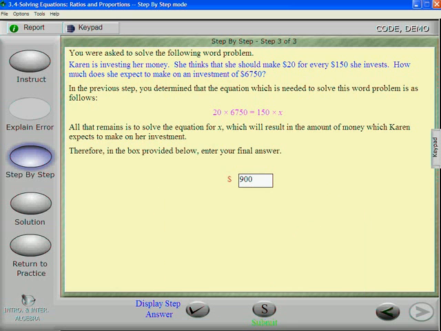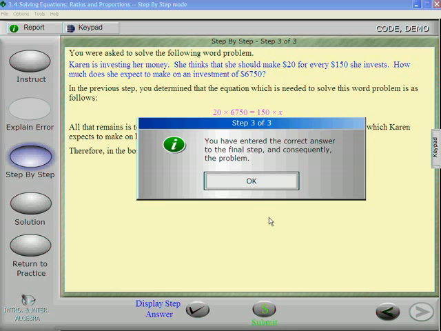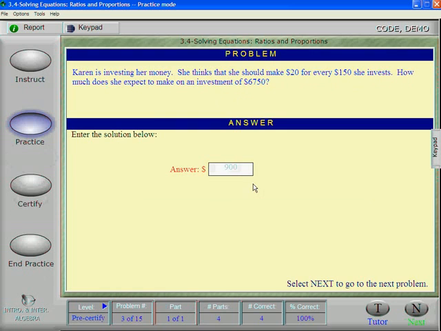Move that out of the way. Click submit. Okay. On to the next problem.